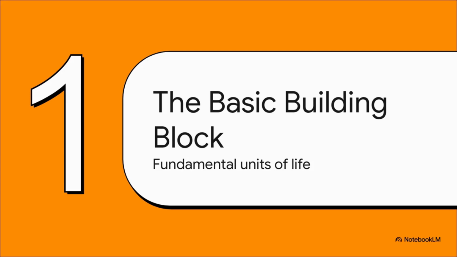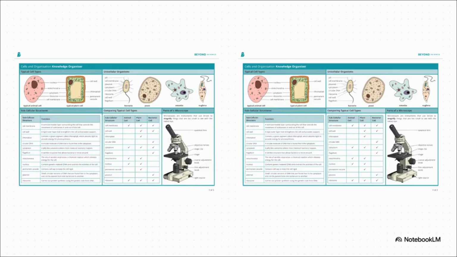All right, let's start at the very beginning with our basic building block. You see, before we can even begin to understand the whole human body, we have to get to know the tiny microscopic engine that powers it all, the cell. Okay, let's put a typical animal cell and a plant cell side by side. At a glance, they look pretty similar, right? They share a lot of the same internal parts. But if you look a little closer, you start to spot the key differences.